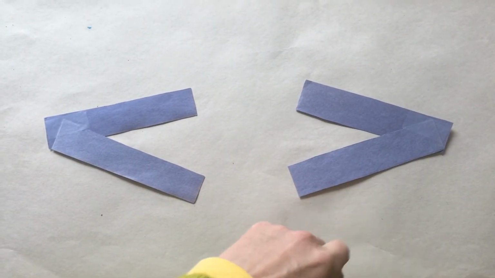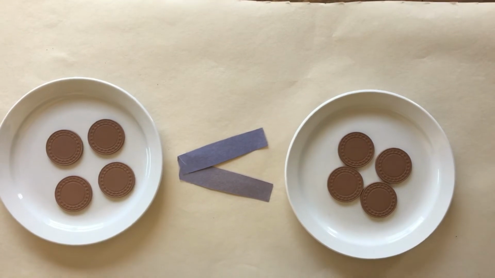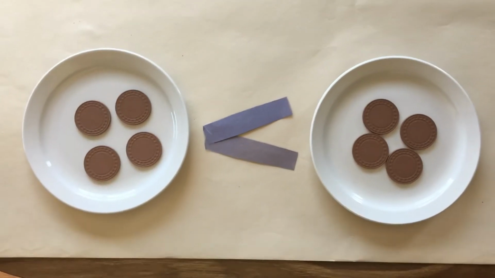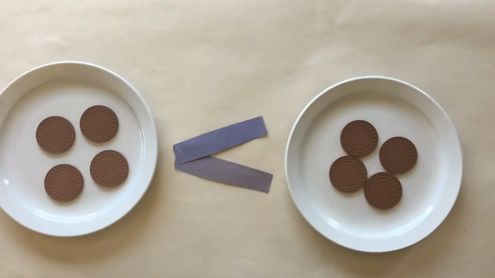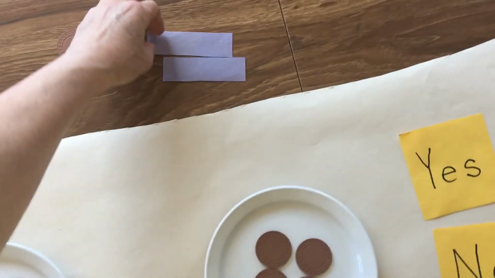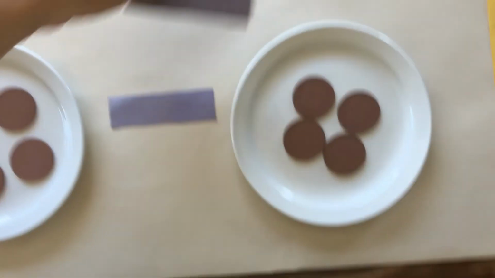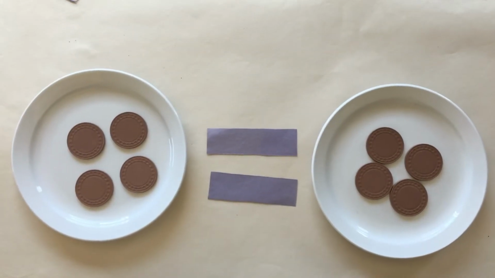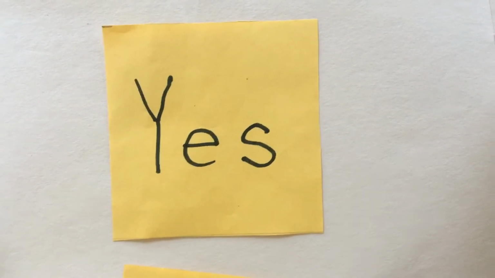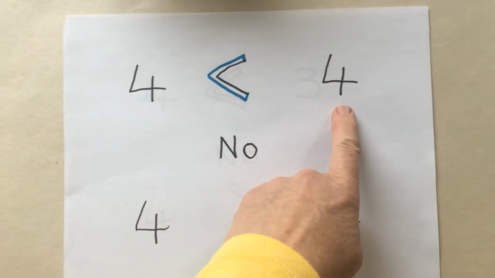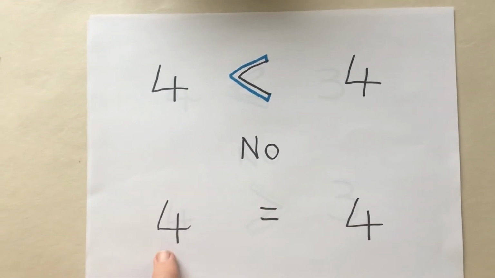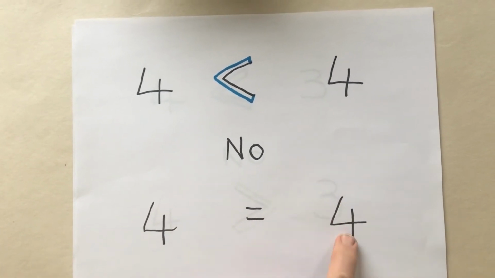Less, more. 2. Is this one true? N-O spells no. How can we make it true? I think that they're equal to each other. We need an equal sign. There, now that's true. That is yes. Y-E-S, that spells yes. 4 is less than 4. No. 4 is equal to 4.